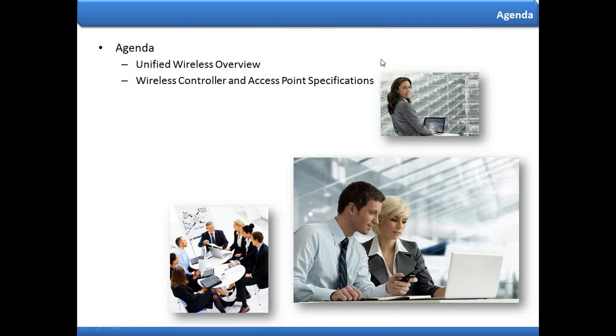So what we're going to be talking about today is a unified wireless overview. We're going to be speaking in the context of wireless for SMBs and some of the features and functions that small businesses can currently utilize in order to achieve a more efficient wireless network. We're also going to be talking today about the D-Link DWC 1000 wireless controller and access points, and give you a little bit of background as to this brand new product that D-Link is now offering.